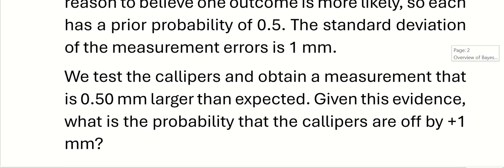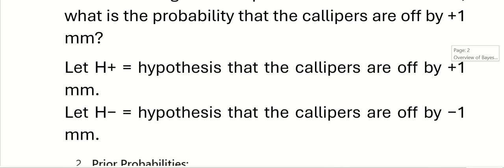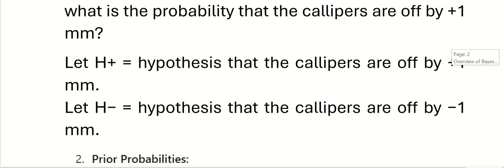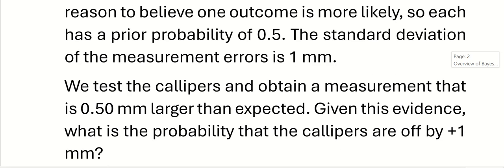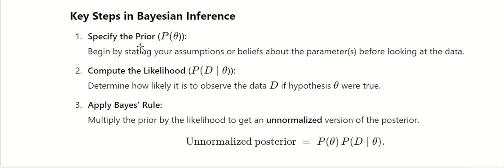So to solve this, of course, we will apply Bayes' rule. First of all, let H plus be the hypothesis that the calipers are off by +1 millimeter, and H minus the hypothesis that the calipers are off by -1 mm. So what are the prior probabilities? The probability of the calipers being off by +1 mm, as we said before, is 50%, which means 0.5, and the same for -1 mm, which is 0.5. That was our first step, to specify the prior. Now we have the prior, let's go into the likelihood.